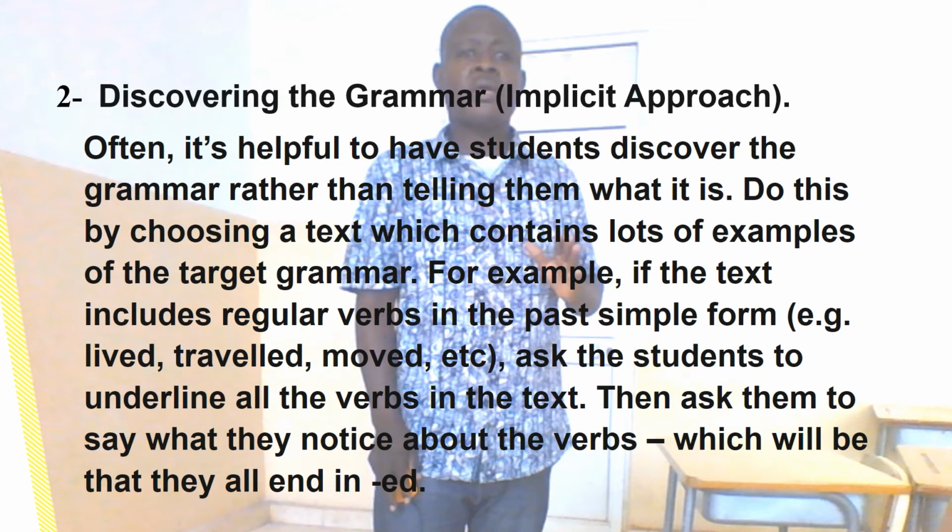2. Discovering the grammar, implicit approach. Often, it's helpful to have students discover the grammar rather than telling them what it is. Do this by choosing a text which contains lots of examples of the target grammar. For example, if the text includes regular verbs in the past simple form, for example lived, traveled, moved, etc., ask the students to underline all the verbs in the past. Then ask them to say what they notice about the verbs, which will be that they all end in -ed.